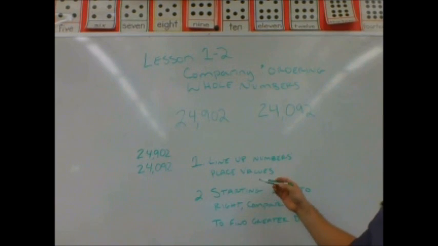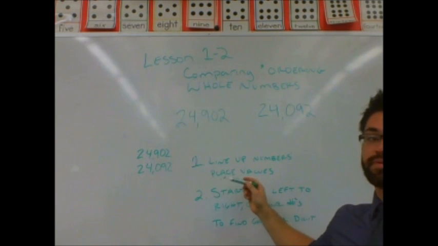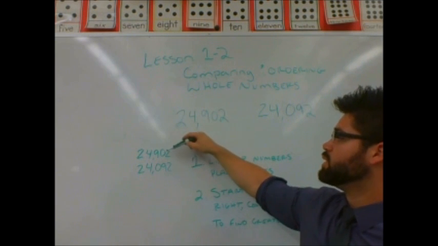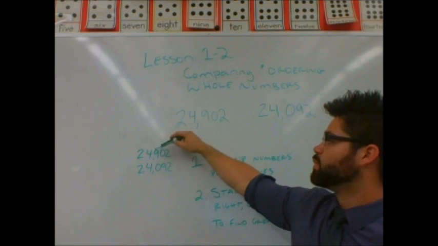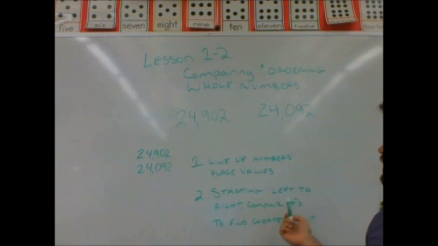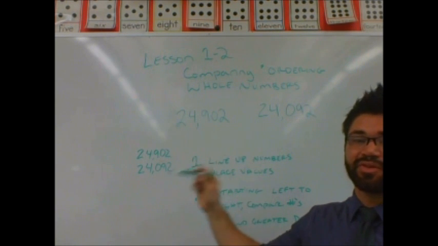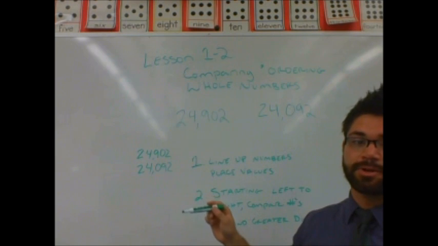Okay, so here are the steps that I did. I went ahead and wrote step 1. You're going to line up the numbers by their place values. So what I did was I lined them up and I put the ones next to each other, the tens, the hundreds, thousands, and 10,000. So those are lined up. Then step 2, starting left to right, compare the numbers to find the greater digit. The reason we're starting left to right is because the further left you go, the greater the place value.